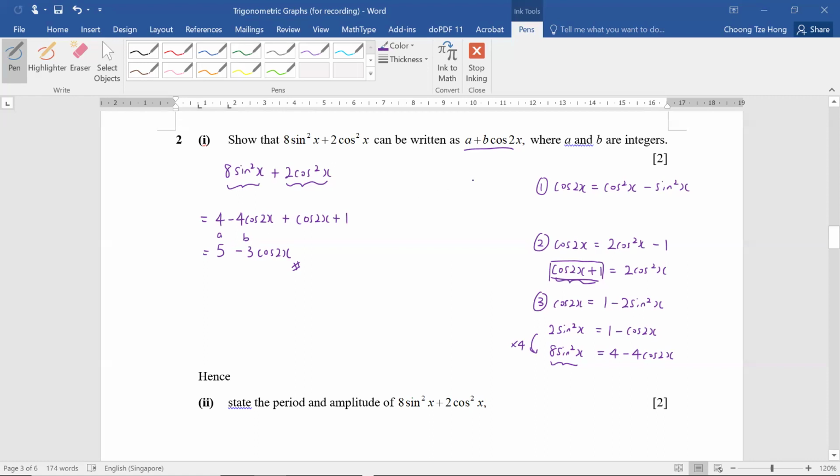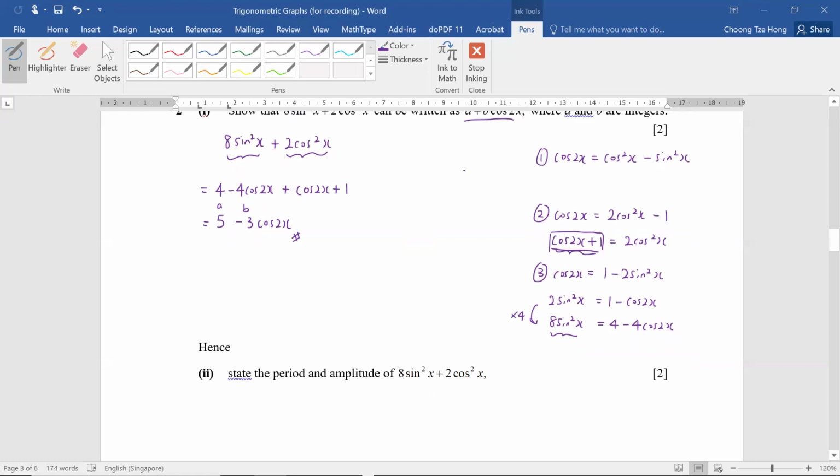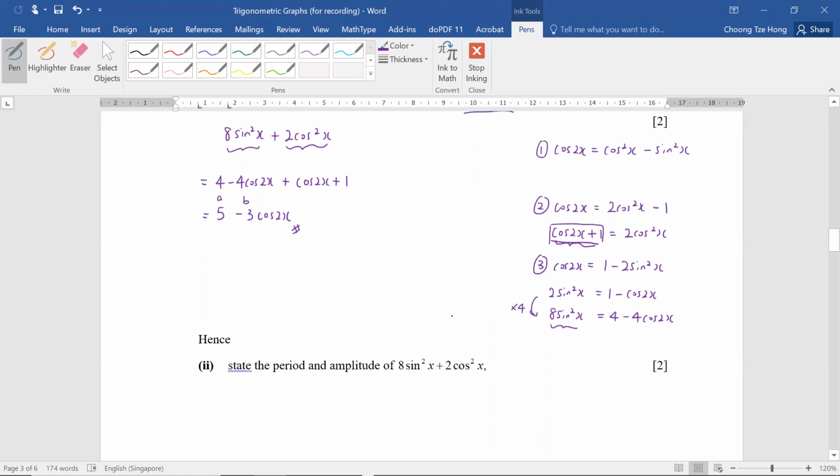If they want an expression that is cosine 2x, then you start to think about the double angle formula for cosine and how you can substitute away the sine square and the cosine square. All right, so it's actually not that difficult. Okay, so state the period and amplitude of this one.